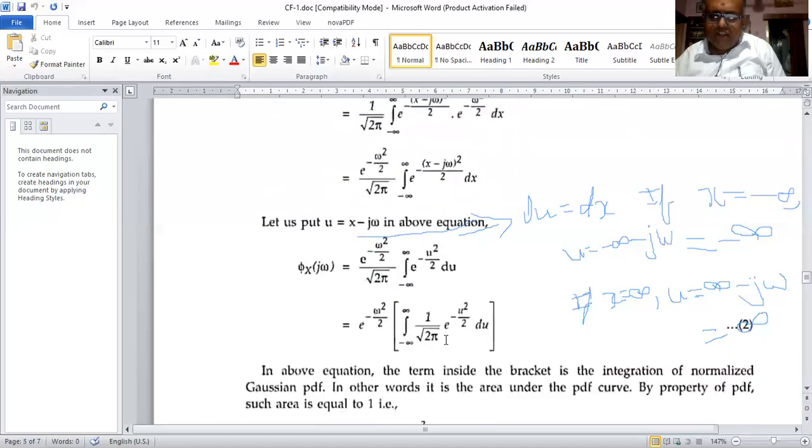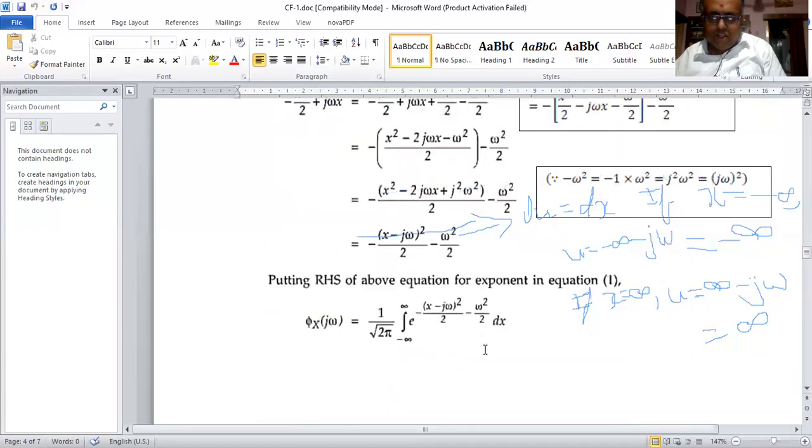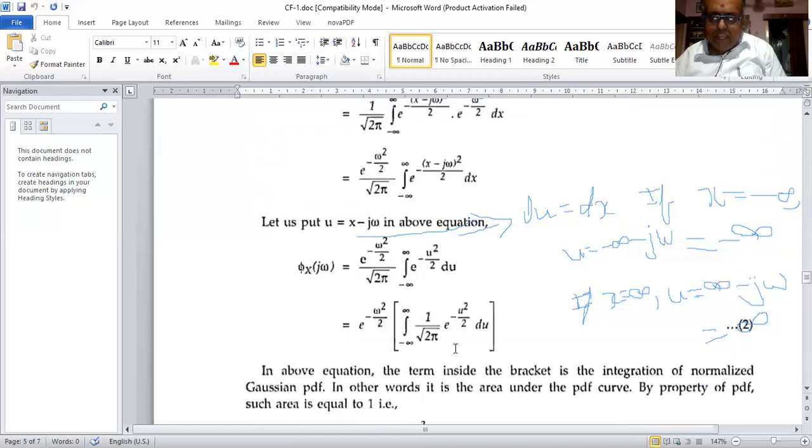Now here, instead of x, I am having 1 by root 2 pi e to the power of minus u squared by 2 du. Please compare the definitions. Here in the given problem I have got f_X(x) equal to 1 by square root of 2 pi e to the power of minus x squared by 2. Here I have got 1 by root 2 pi e to the power of minus u squared by 2. The only change is that x is replaced by u here.